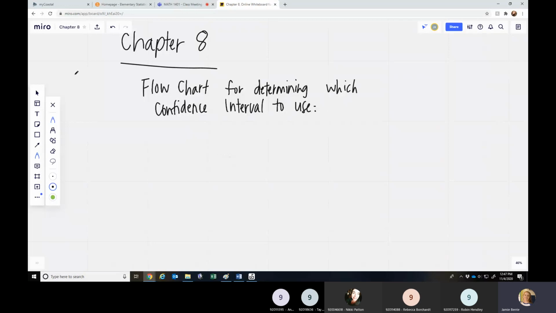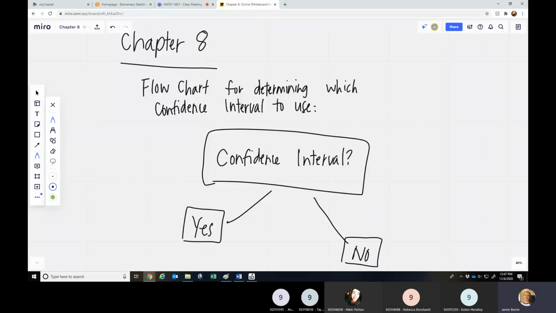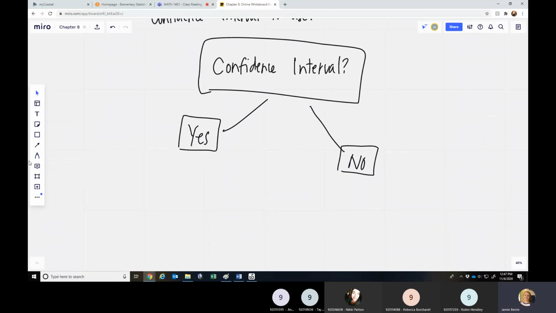All right, so the first thing that you want to ask yourself is, is this a confidence interval problem? Are they saying something like, find a 90% confidence interval for something? So there's two options there, yes or no. If no, then you don't need to go any further. Then you need to go back and do a different type of problem or a different type of approach.